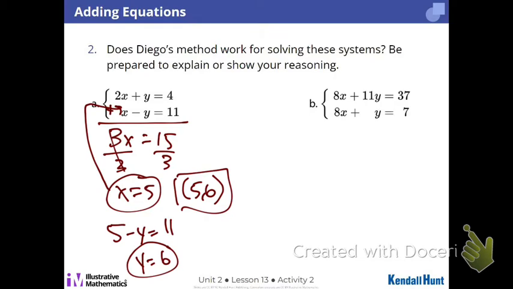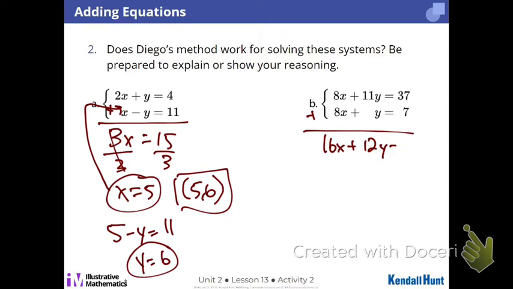Okay, so again, big idea. We add them together, it works. So if I'm looking at B, and I'm using Diego method, add these together, I get 16x plus 12y equals 44. So this is true. However, can I do anything with this? No, because I need just x or just y.